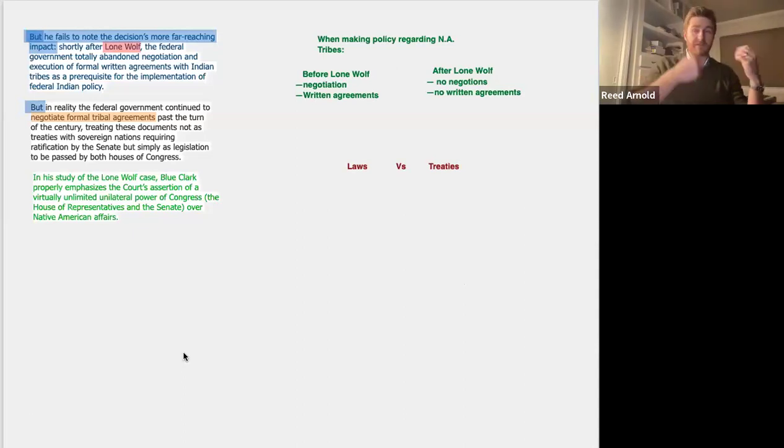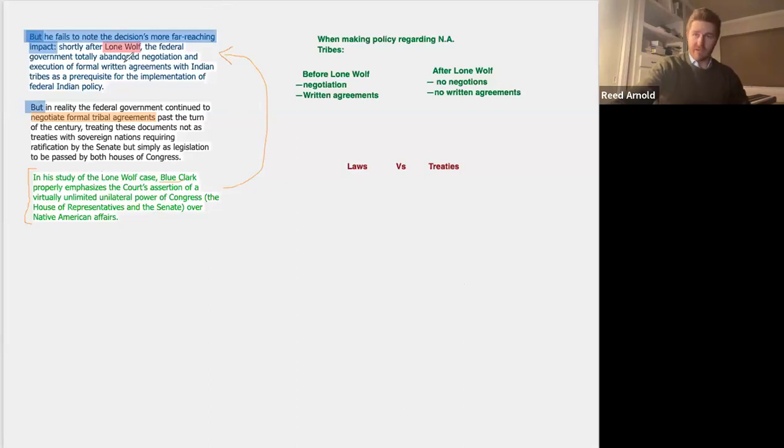You don't have a sense of where the sentence might fall in relation to the previous sentences? I'm pretty sure that this sentence is going to fall before that first sentence. It seems to me that this is going to connect directly into this. Why? Because what does this sentence tell me? This sentence tells me that Blue Clark properly does something. He emphasizes the court's assertion of the virtually unlimited power over Native American affairs. Right. So Blue Clark does something right here regarding the Lone Wolf case.